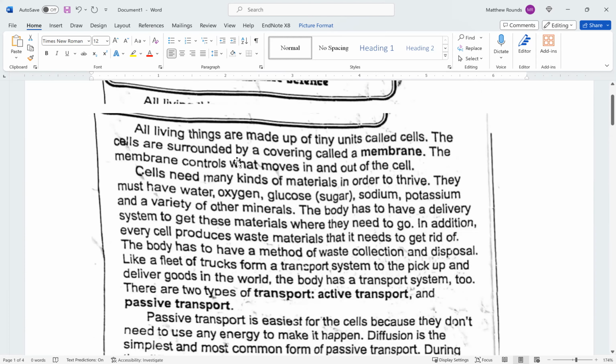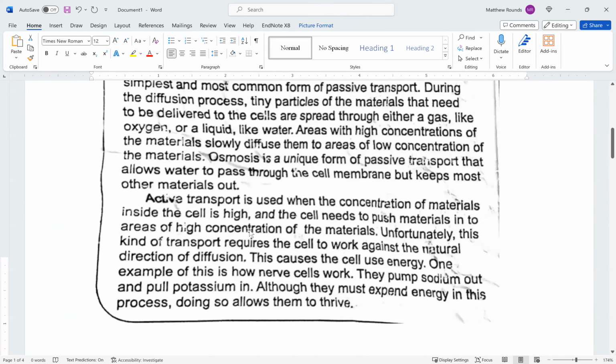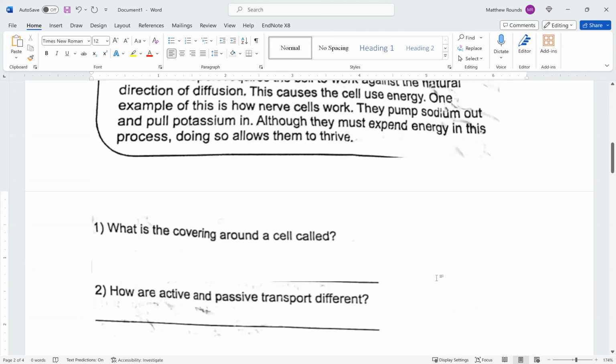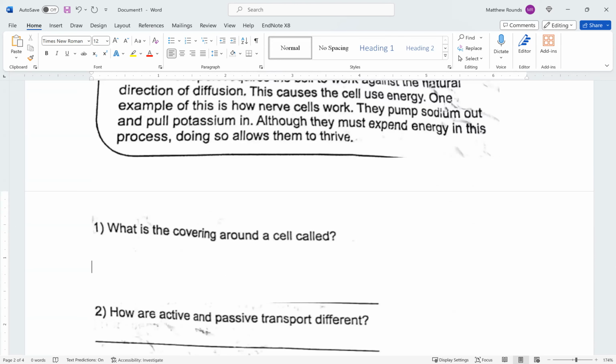Membrane. Okay, so now we have to use a full sentence. So the way to answer this is to reuse the words. A covering around a cell is called a membrane.